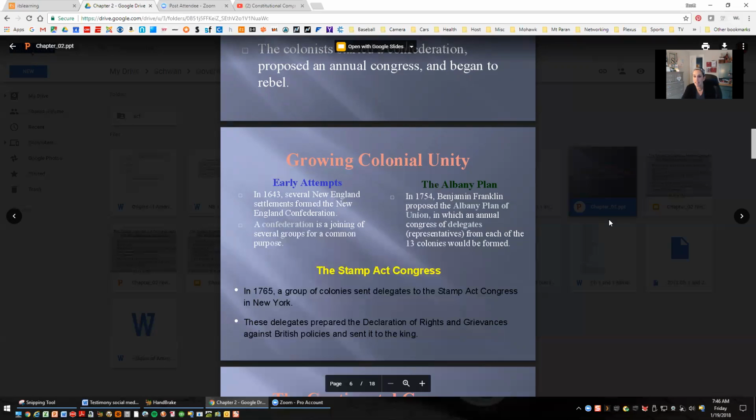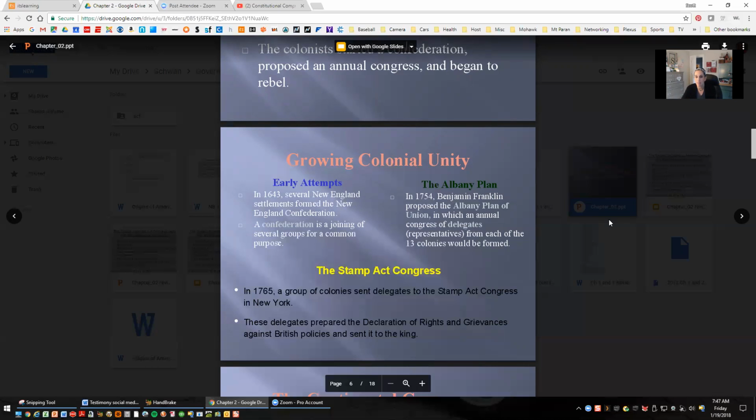But Ben Franklin called together this group of delegates and said, let's come together and let's put our minds together. Now, they didn't come up with some big, crazy document. They didn't write the Declaration of Independence, but it did plant those seeds for early colonial unity. That's going to be followed by the Stamp Act Congress in response to the Stamp Act.